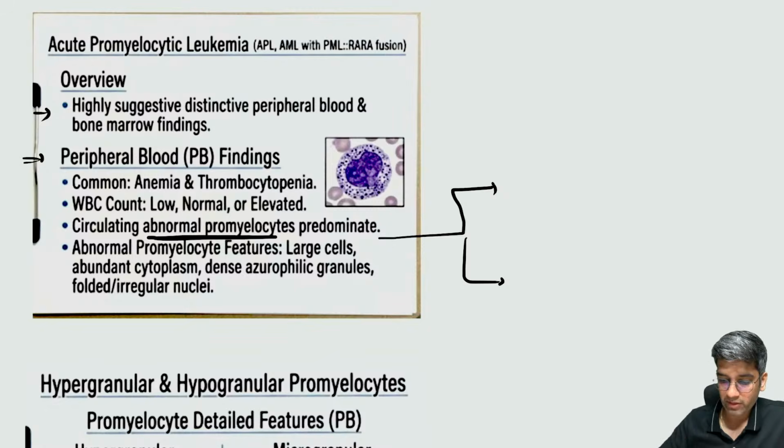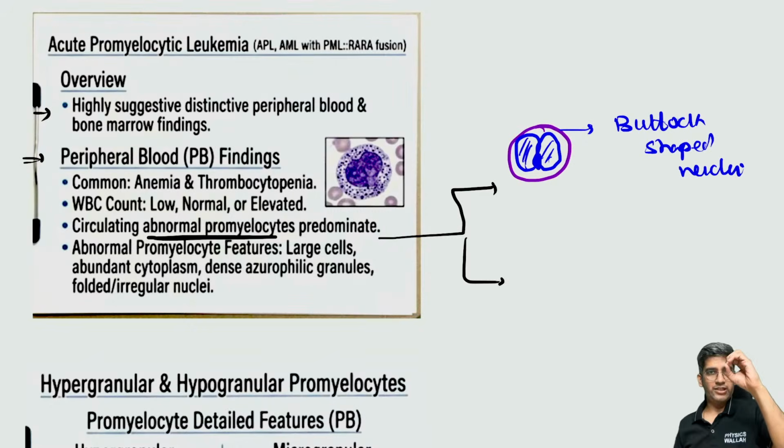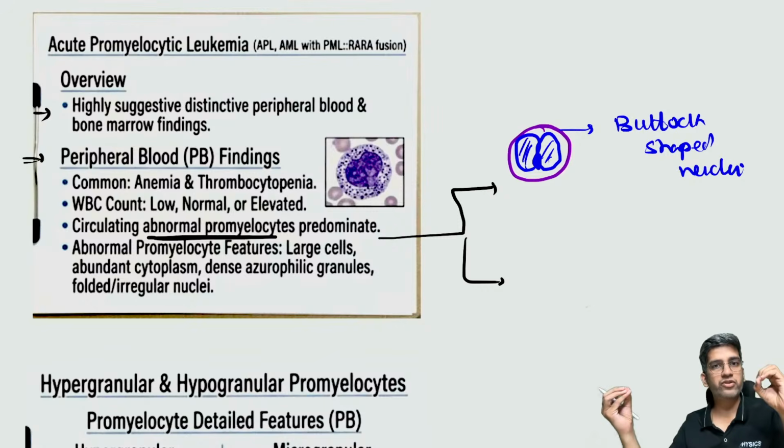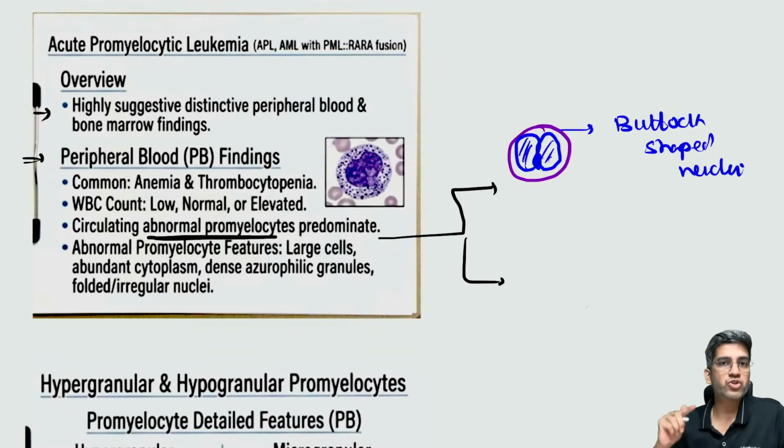These abnormal promyelocytes will have an extremely bent or extremely cleaved nucleus, which looks like a buttock for the person who sees it. So it's called a buttock-shaped nucleus. Because you know for a fact, a blast is round. How do neutrophils become? They become folded and form multiple lobes. That's the initial folding which happens here, which looks like a buttock.